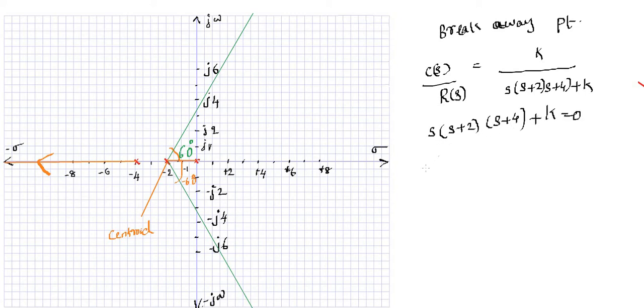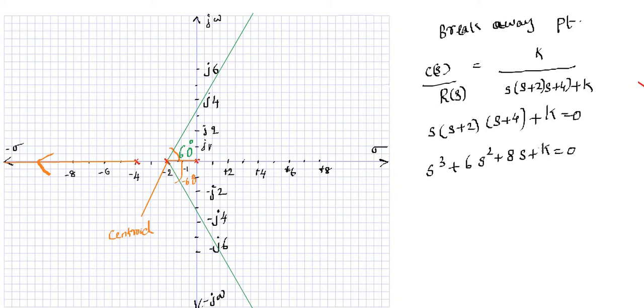On expanding it, we can write the equation as s cubed plus 6s squared plus 8s plus k equal to 0. Now, as I have told in the rules of root locus, we need to find the equation with respect to k and find dk by ds. So, we have the characteristic equation here.